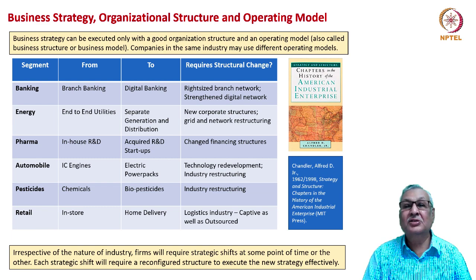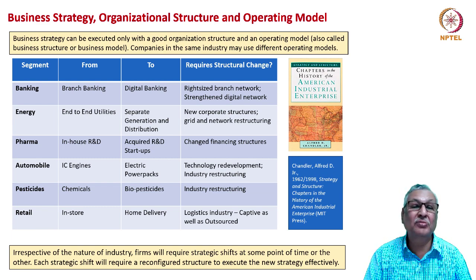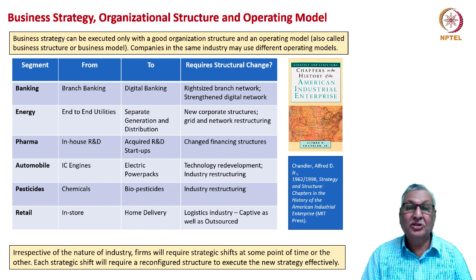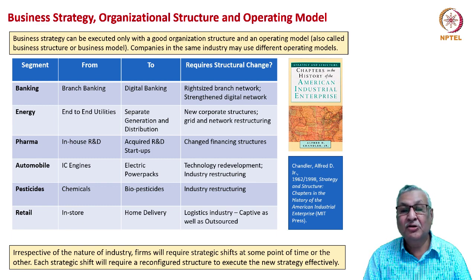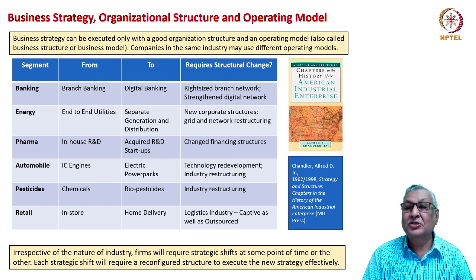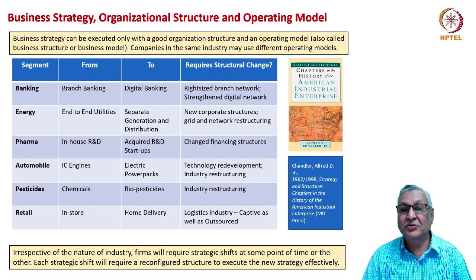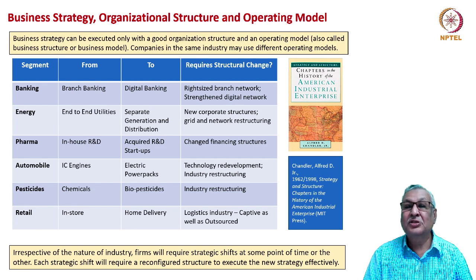So the business strategies and business models could vary from company to company within the same industry. But the overall changes happen in a particular direction depending on the context. So when you look at banking today, we had branch banking and we continue to have branch banking, but it's going to change to digital banking. What kind of structural change could be triggered by this? We need to have right-sized branch network. We also need strengthened digital network.